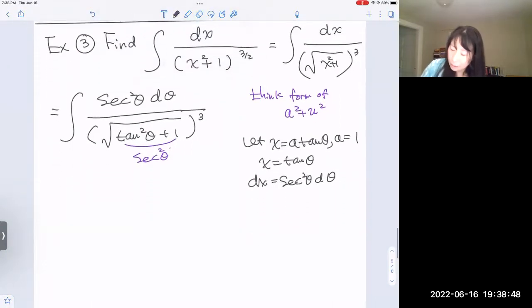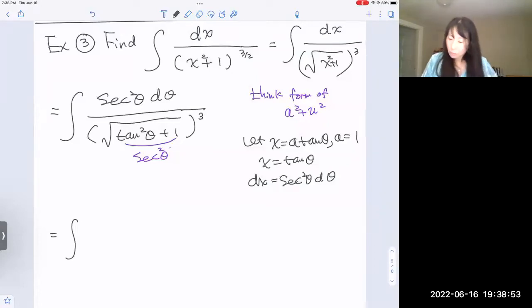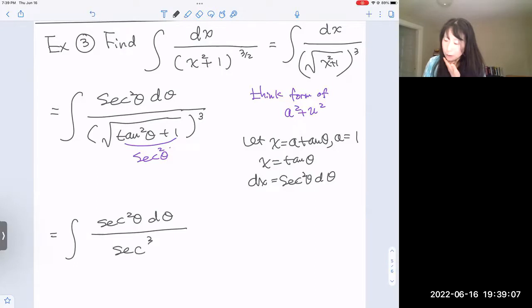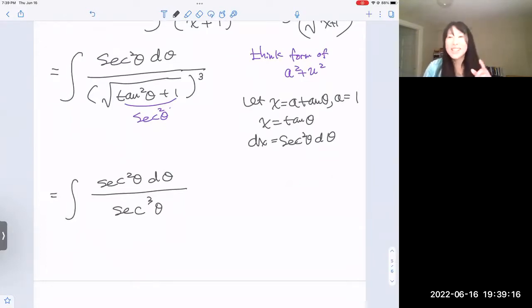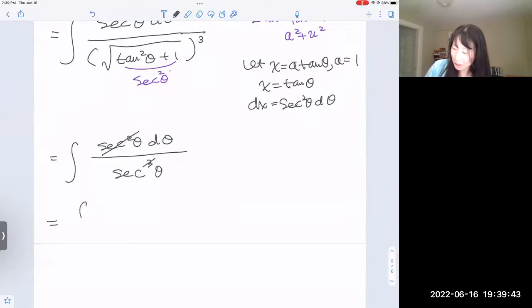So we have secant square theta d theta over, without the square root, secant theta, secant theta cubed, right? Okay, now we can simplify. So we have 1 over secant theta d theta. Okay, we got it, right?